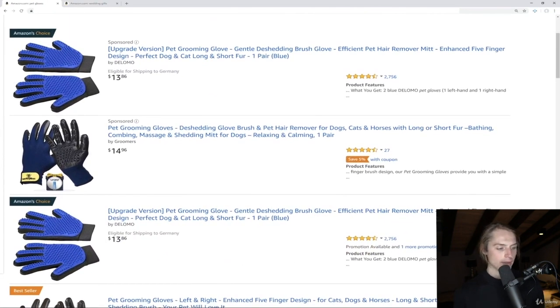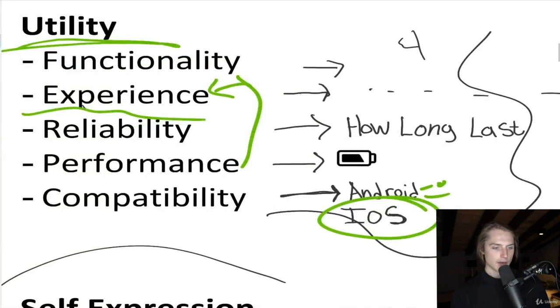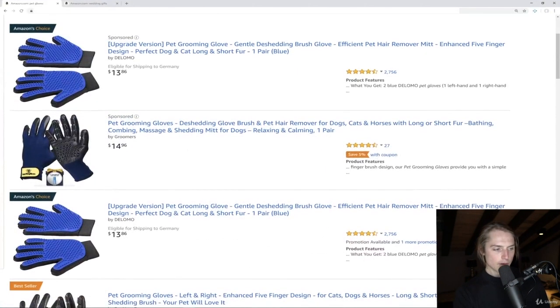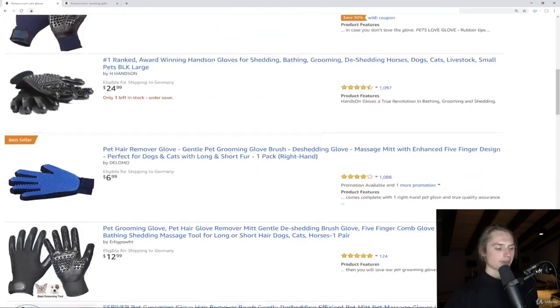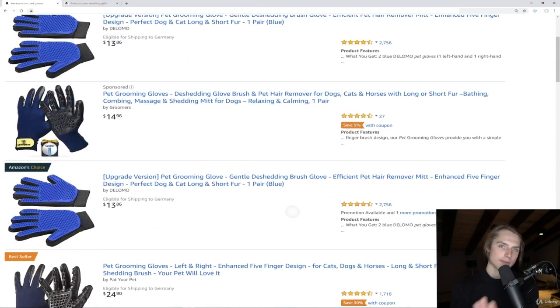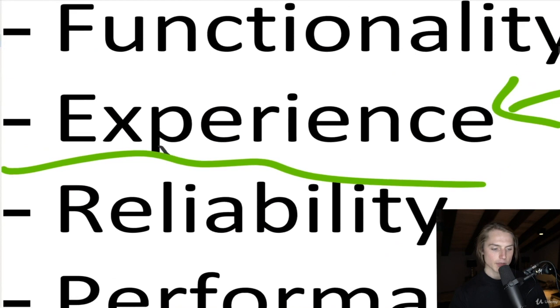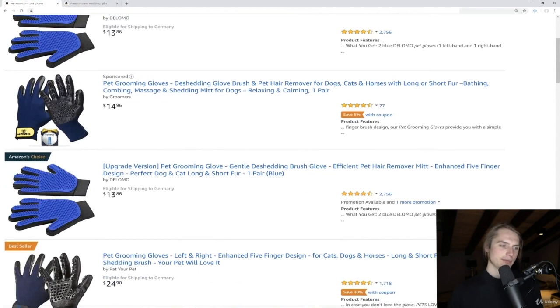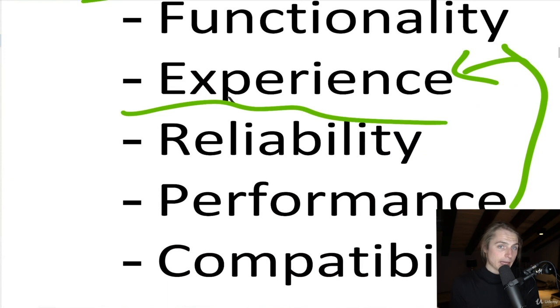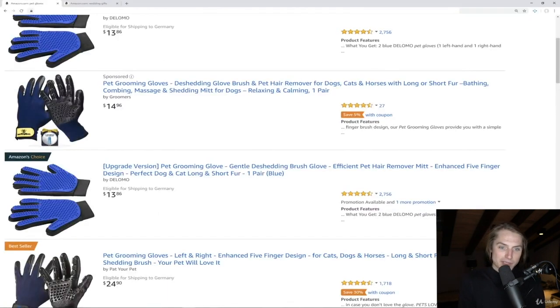I'm looking at this and I look at my framework here, functionality. Okay, let's take a look at functionality. What is the function that people want? They want to get that fur off their hairy animal. It looks like they're all about the same. So I have no way to really differentiate between these based off of functionality alone. Now, if we take a look at experience, I don't know if any of these really have a different experience for me getting that fur off my animals. Another option could be reliability, but they all look just about the same reliability.